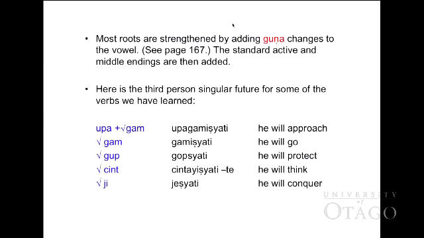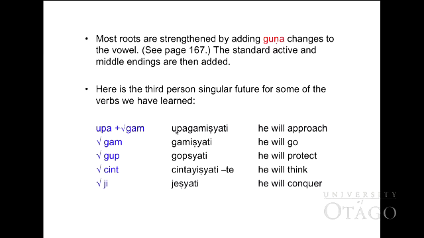So most roots are strengthened by adding guna to the vowel. Please see page 167. The standard active and middle endings are then added. Such as the guna I showed you in the last slides, some verbs have to be strengthened by adding guna to them, and then put the sya or isya to the verb, and then put the ending. Now let's see this one.